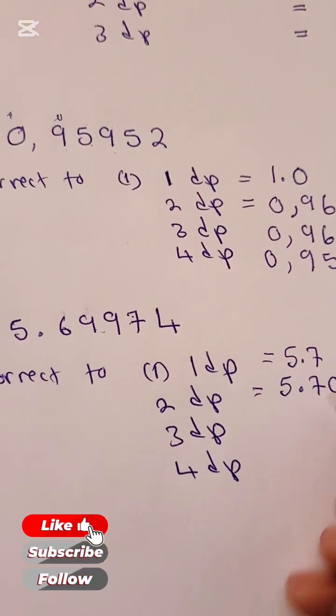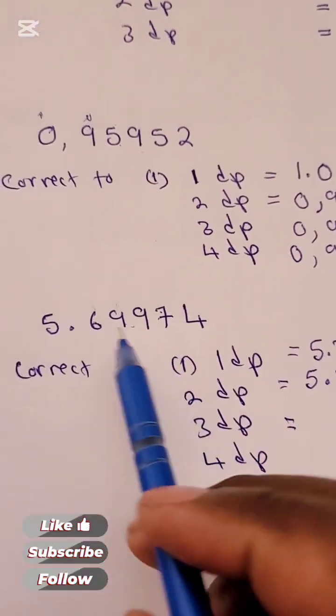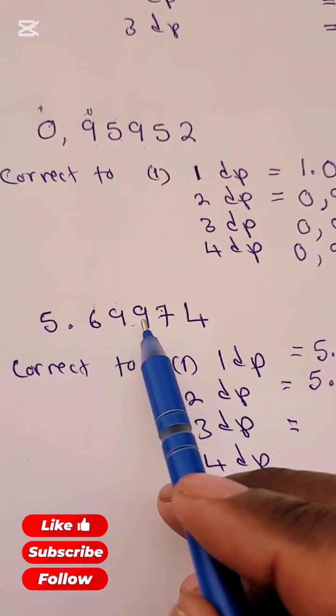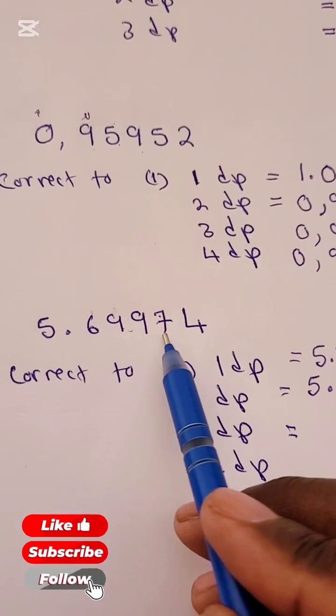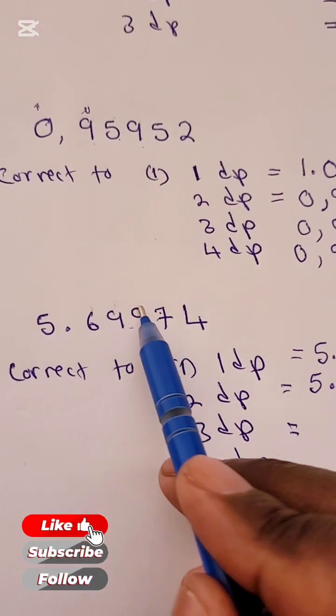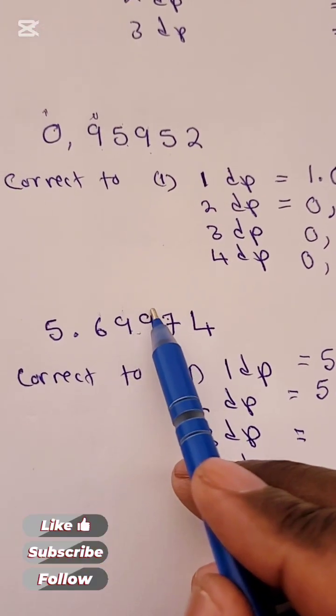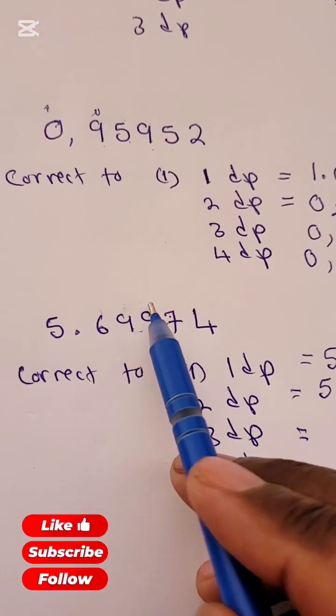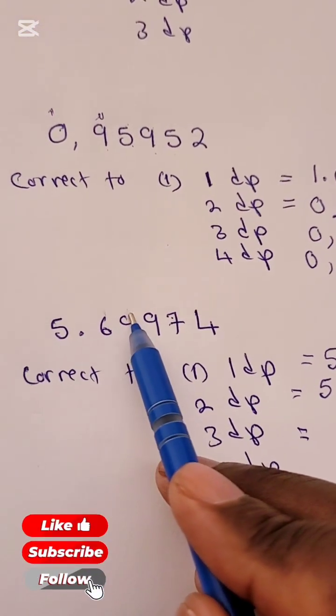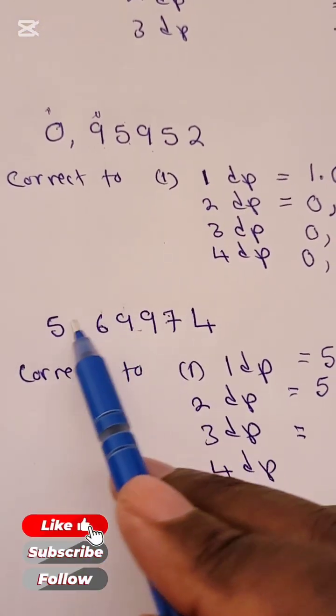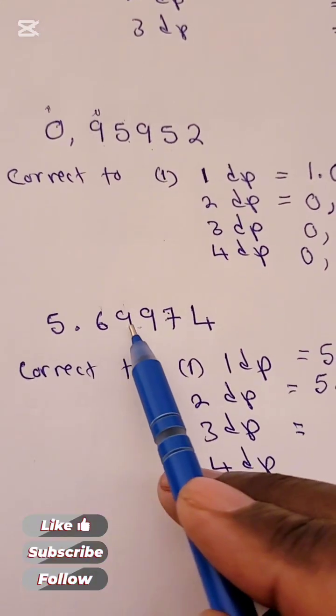5.70. Okay, three decimal places, 1, 2, 3. Then we look at 7. 7 is 5 and above, so we add 1 here. Then it should be 10. Instead of writing 10, write 0, then you carry 1. So it's 5.700.